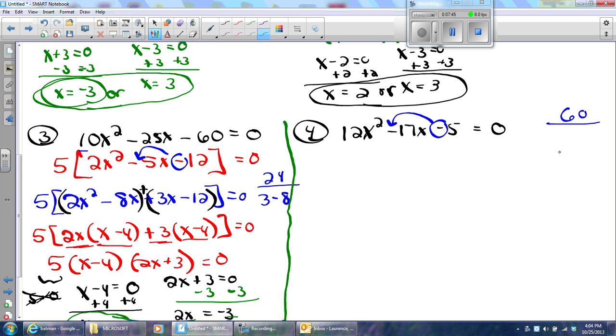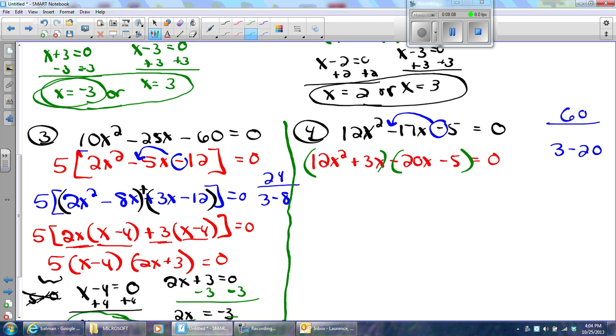Off the top of my head, I'm thinking 3 and 20, right? 3 minus 20. Okay, so I'm going to have 12x squared plus 3x minus 20x minus 5. That'll equal 0. I'll do my little grouping. I like to do my little grouping thing.